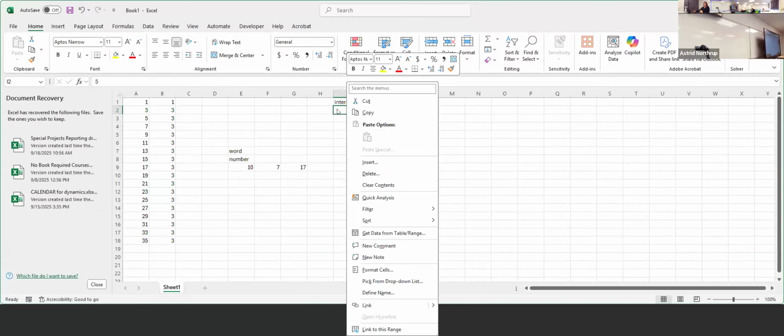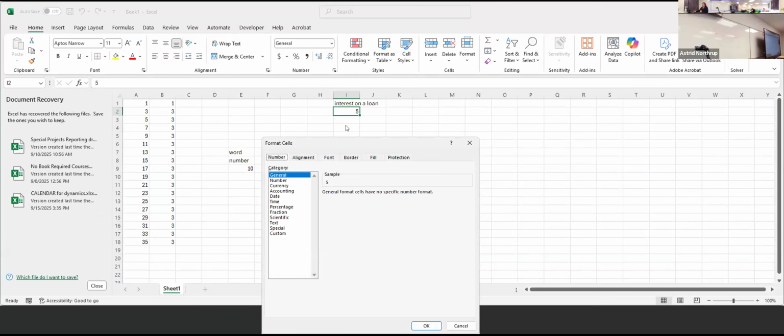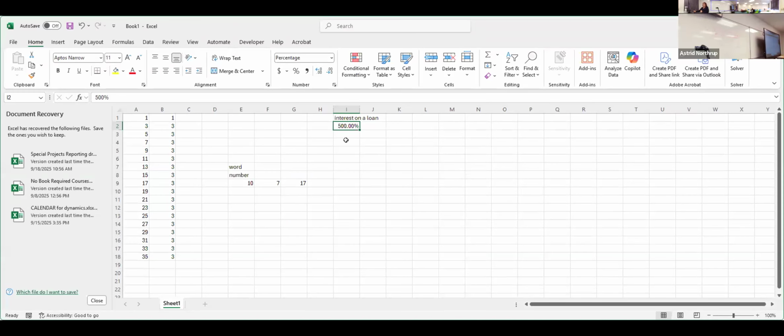In other words, you don't want to put in the percent sign, what you want to do is to format that cell as a percent. Okay, so instead of putting in the percent sign here, you just tell it it is a percentage. And there you go. So 5 is 500%, 0.05 is 5%. Okay. There you go. So you have a 5% loan.